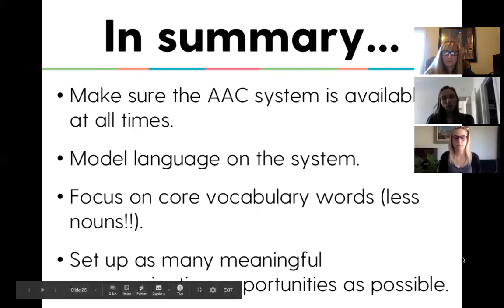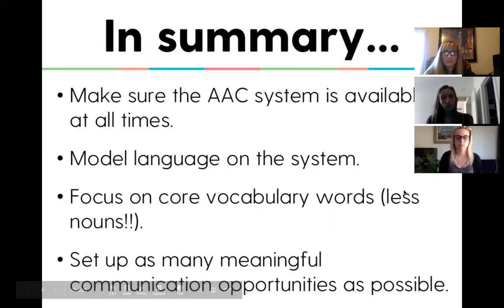And then you want to set up as many meaningful communication opportunities as possible. Like we said, during routines, whether that be mealtime or any time throughout your day, you can work in a quick target of one core vocabulary word a day. So today we're going to work on go, and every time we move to a different room or we go out shopping, I'm going to focus on the word go so that the child really gets inundated with that core word.